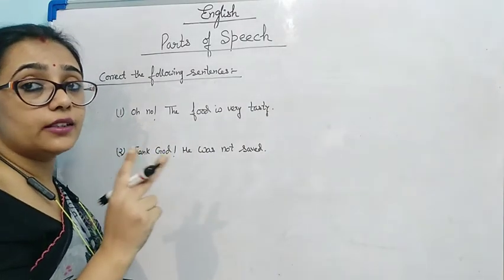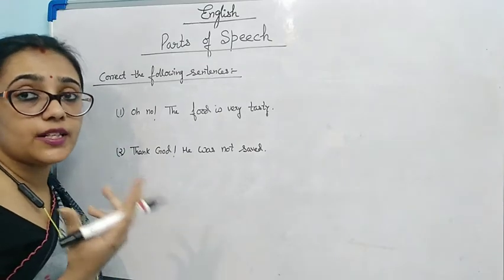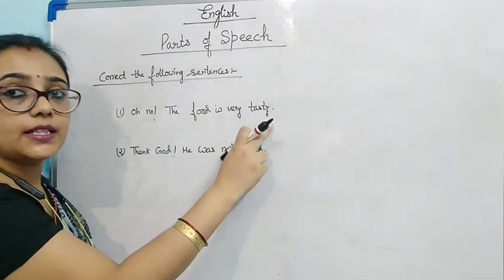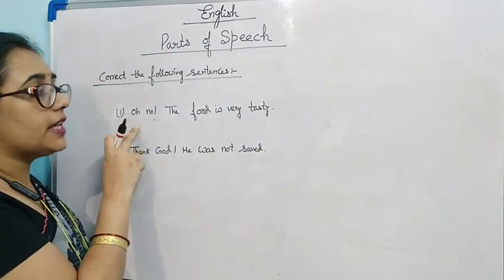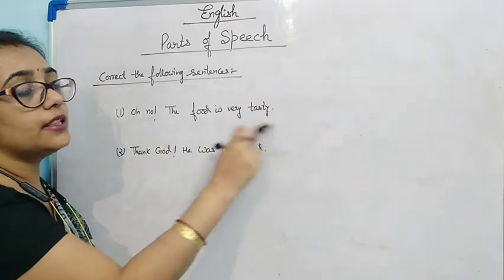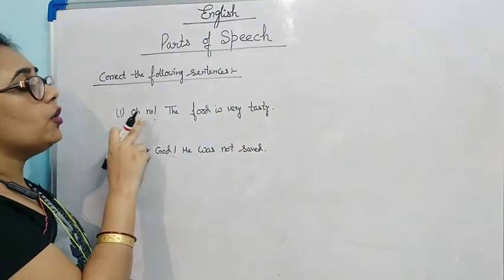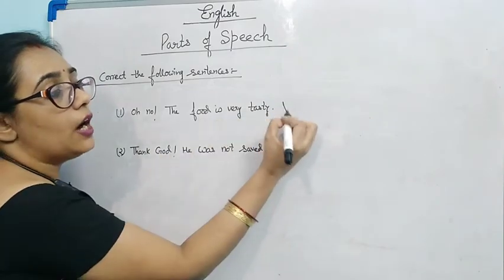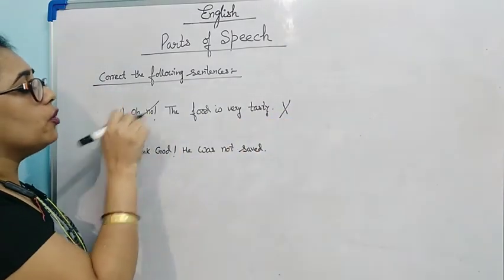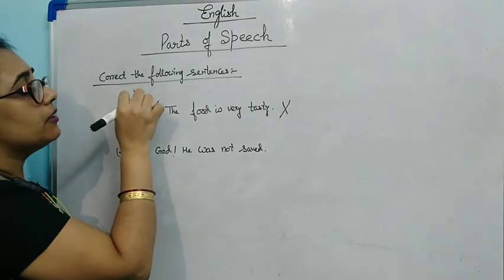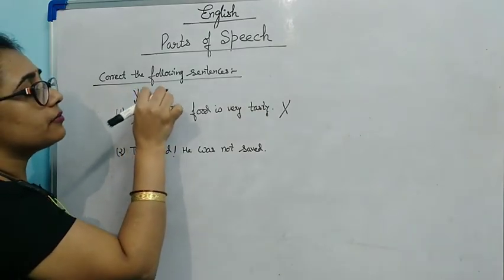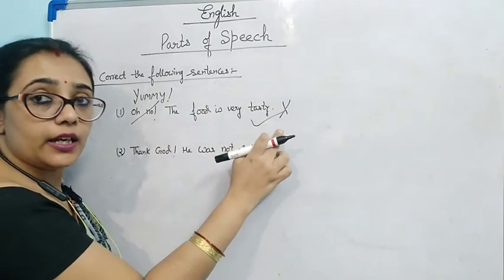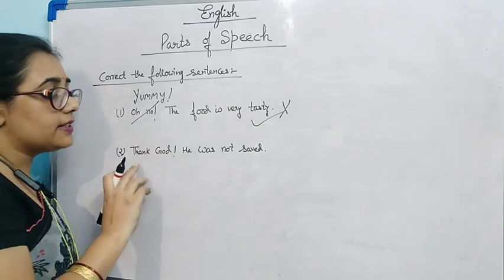Understood? Two ways are there in order how to express yourself. If you will change this part, this will be the same. But if this will be the same and you have to change then this part. If it is, oh no, the food is very tasty, this is wrong. So, how we can correct it? Instead of, oh no, we can write, yummy, the food is very tasty. Now, this sentence will be correct. Okay. See the next sentence.